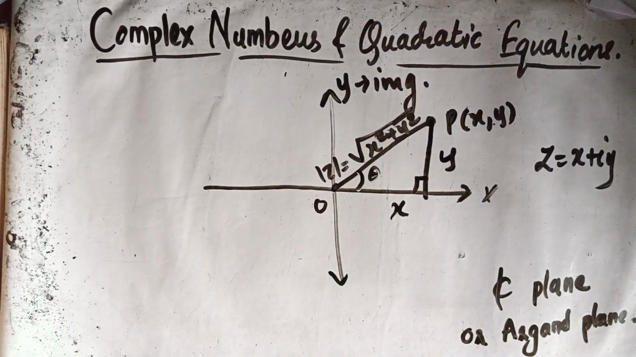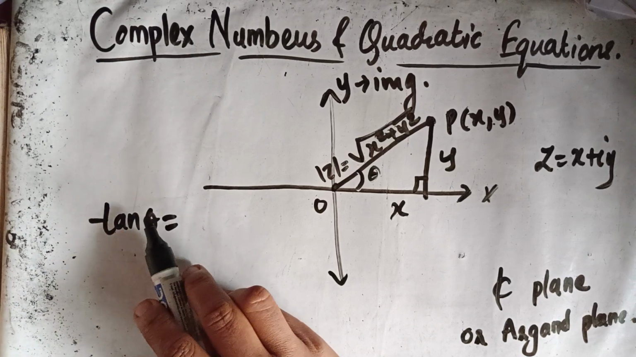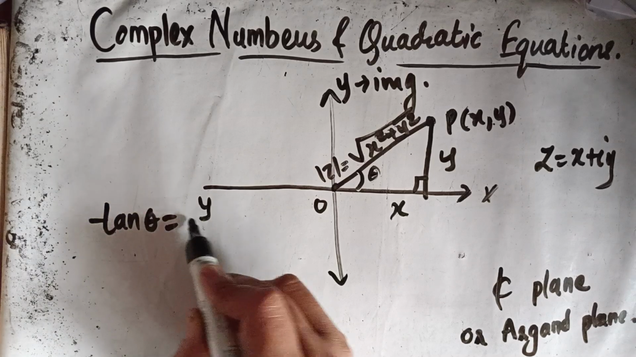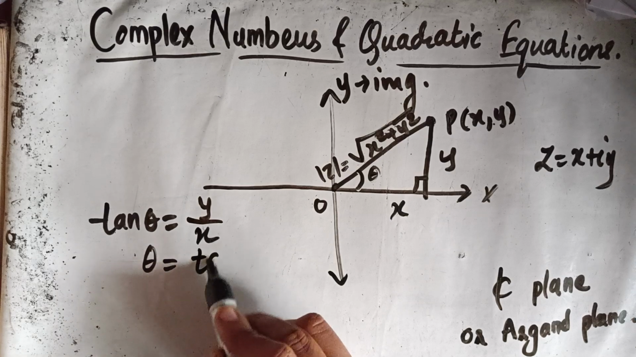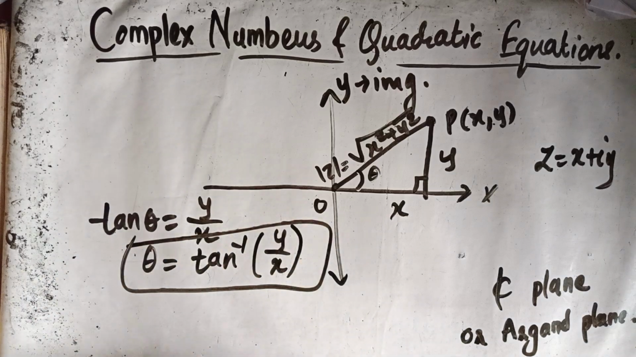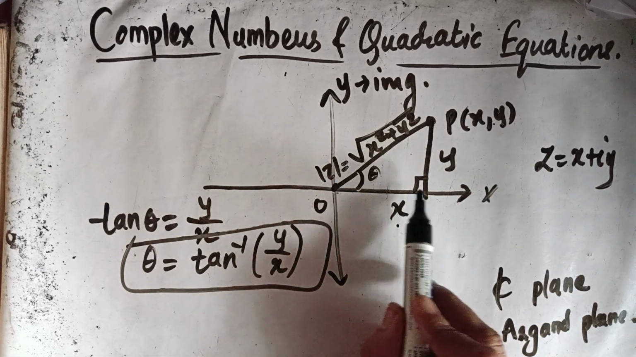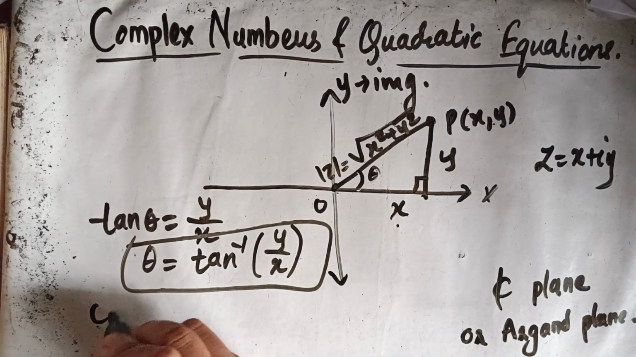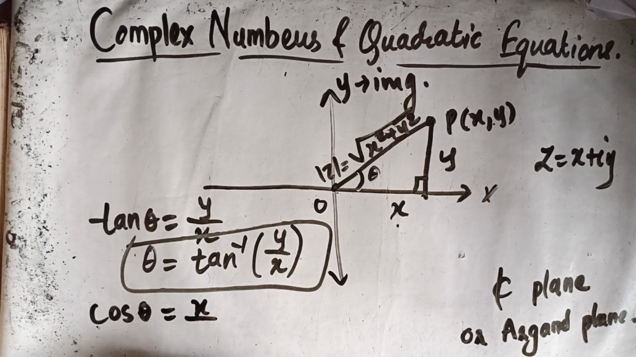Okay. So what is tan of theta? Tan of theta is opposite upon adjacent. Opposite is y, adjacent is x. So if you want to find theta, we use tan inverse of y by x. Okay, then how do we write x, that is, this is our adjacent, right? So we have to make use of cos theta.